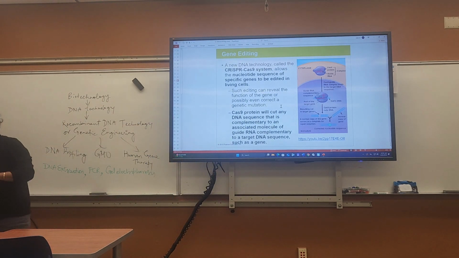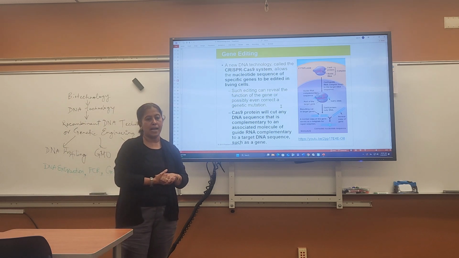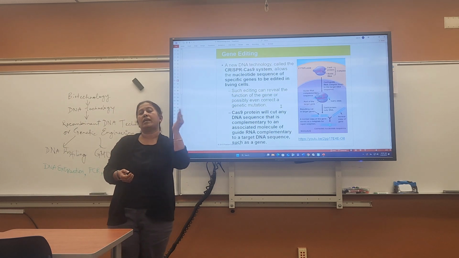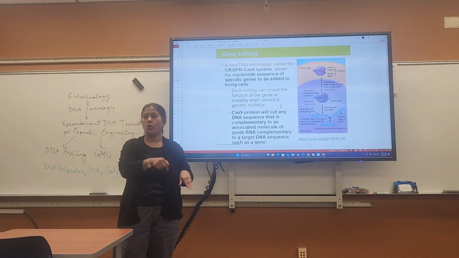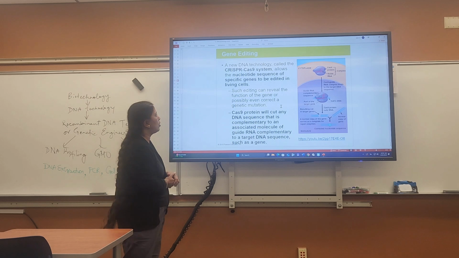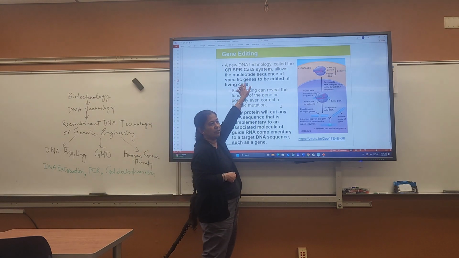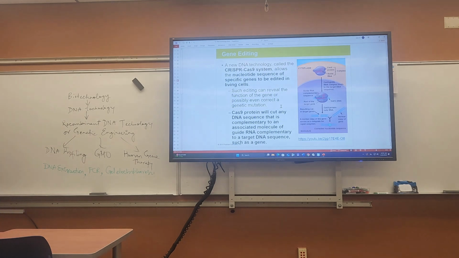Because the advantage that this technique has in gene editing is that the cell doesn't have to be extracted out of the body. The cell can still be living in the body while you do this technique, and gene editing can be performed in living cells. We don't need to have the cell taken out and then re-injected.